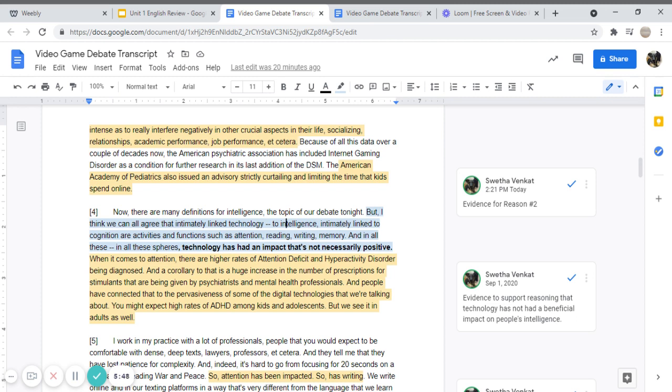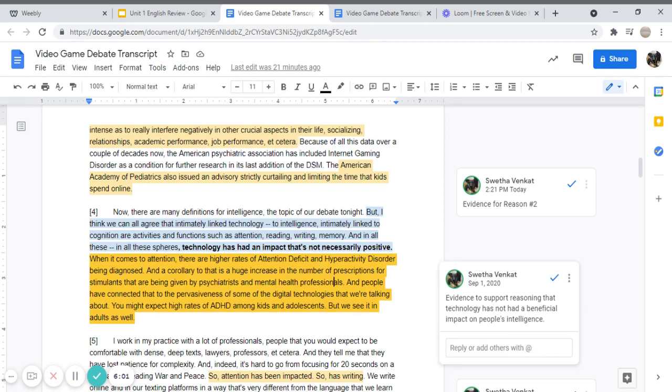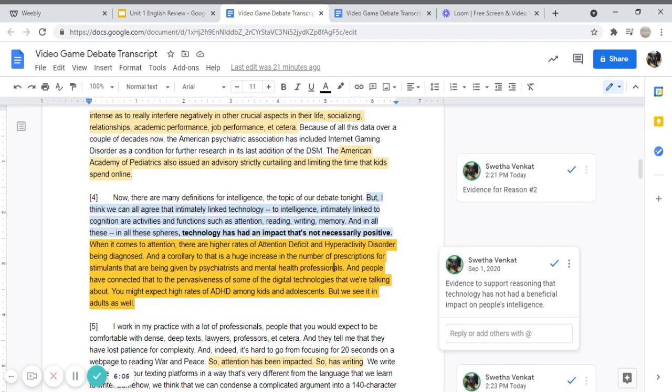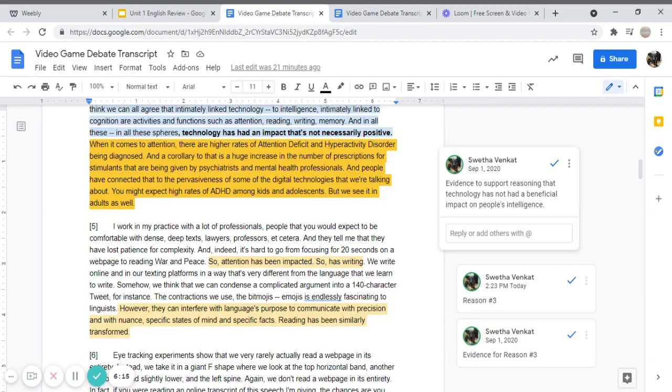Next, they do not clearly say that video games make us dumber, but instead they percolate this idea through many of their reasonings. But they do say that technology has had an impact that's not necessarily positive and it is harmful. The evidence to support this reasoning is that it has not had a beneficial impact on people's intelligence, and it's said by psychiatrists and mental health professionals, which provides credible evidence and a credible resource.